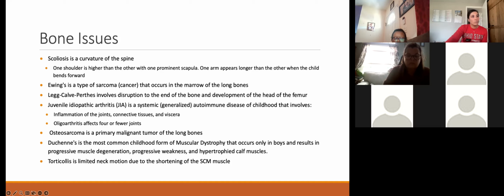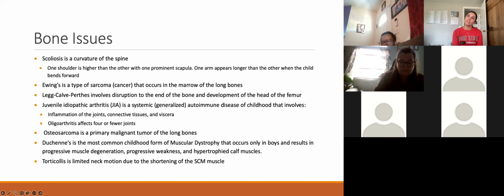Duchenne's muscular dystrophy is a common condition that only happens in boys, and it causes this progressive muscle degeneration and weakness. One of the telltale signs is going to be those hypertrophied calf muscles. And then torticollis is going to be that limited neck motion. So you're going to see your patient just kind of hanging out like this all the time because of the shortening of the sternocleidomastoid muscle.